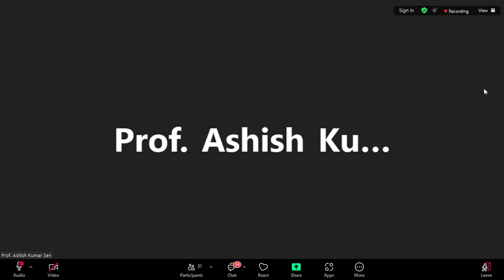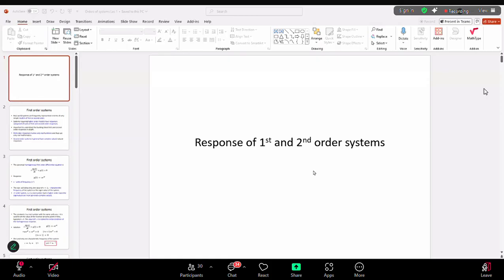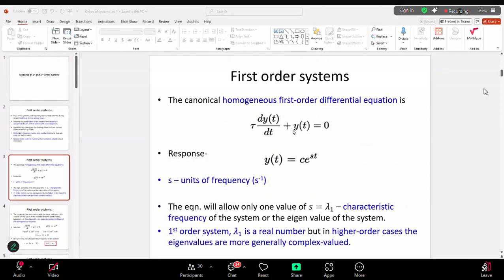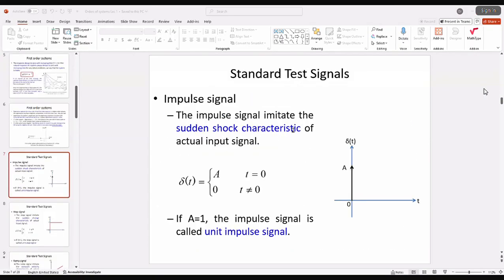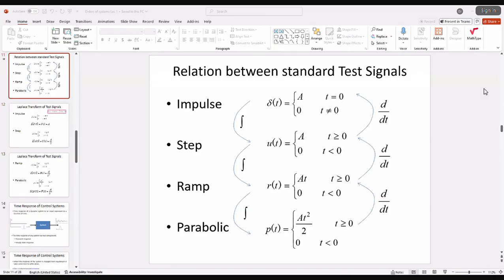Sir, how does the derivative of a parabolic signal represent the ramp? Yeah, let me just show it to you. Oh, sorry, the rate of change. You take just the derivative, and you should be able to get that. Take the derivative of this, and you get the ramp, and take the derivative of that, you get the step. Okay. Yeah, clear, sir.